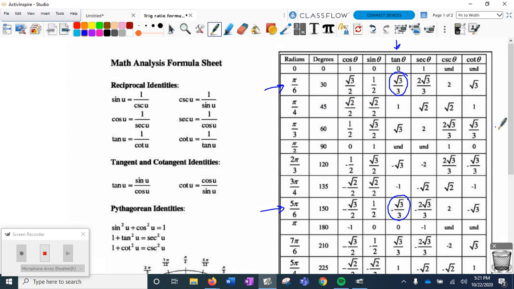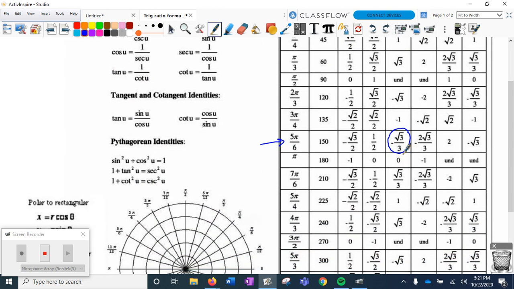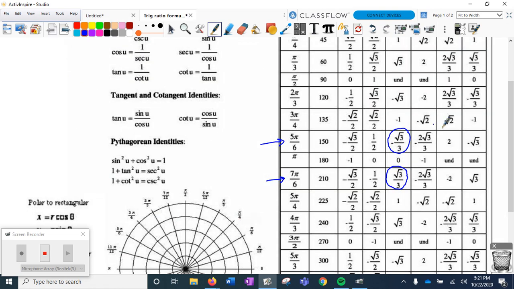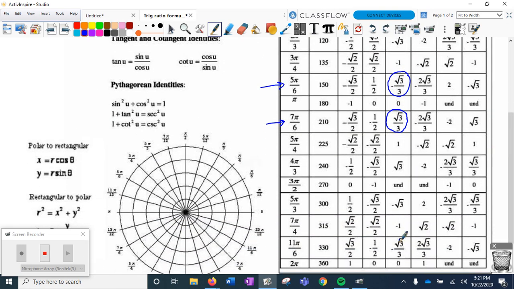And let's see, are there any more? Yep, here's another positive square root of 3 over 3. So 7 pi over 6 is the next one. And let's see, any other ones? Yeah, right here, 11 pi over 6.